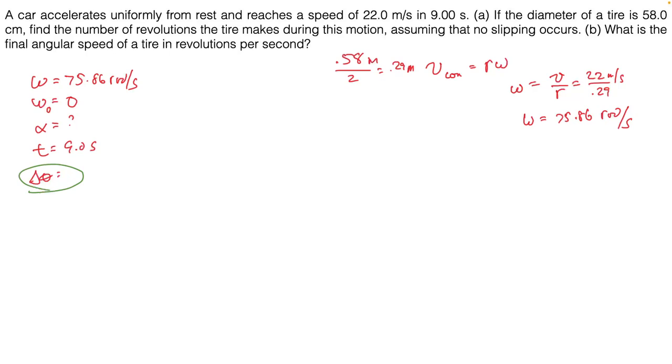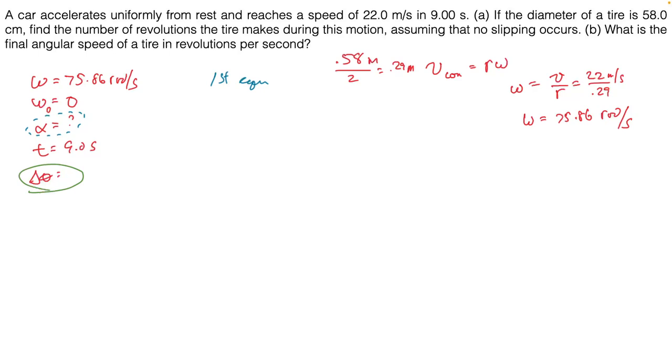But what am I going to need before I get there? I'm going to need alpha. Why am I going to need alpha? It's everywhere, right? So how are we going to find alpha? We know t, we know omega naught. First equation. So we are going to do the first equation first, and then to solve for what they're asking for, what equation can we use then? We can use the second one, right?